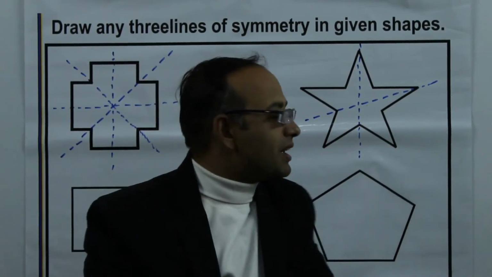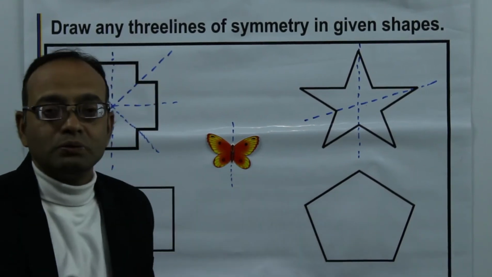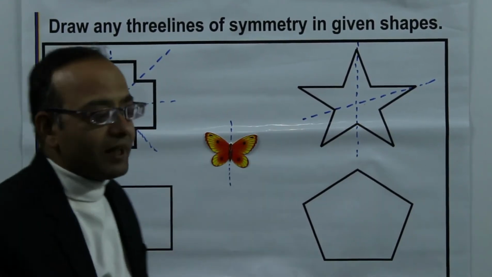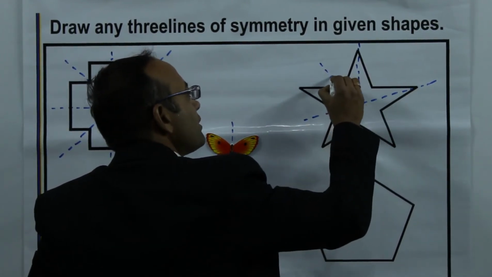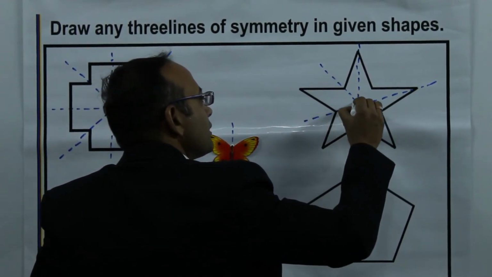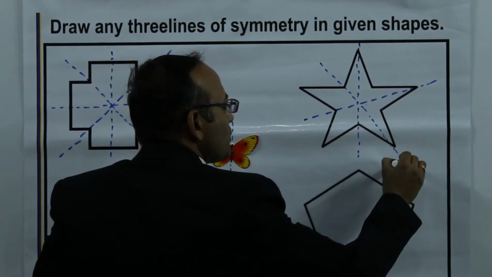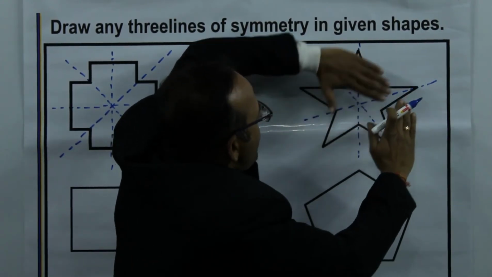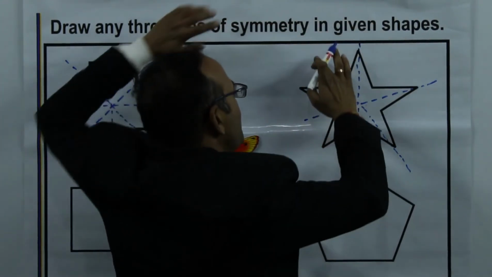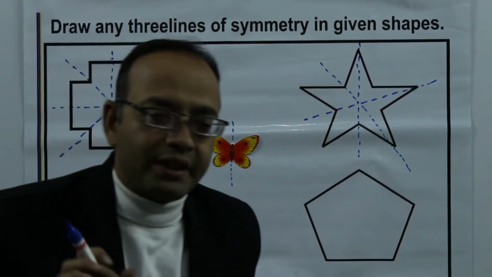Another line of symmetry we can draw. How? Look at here carefully. Another line. This line divides it into two equal parts. One part up and second part down. So this is also a line of symmetry.